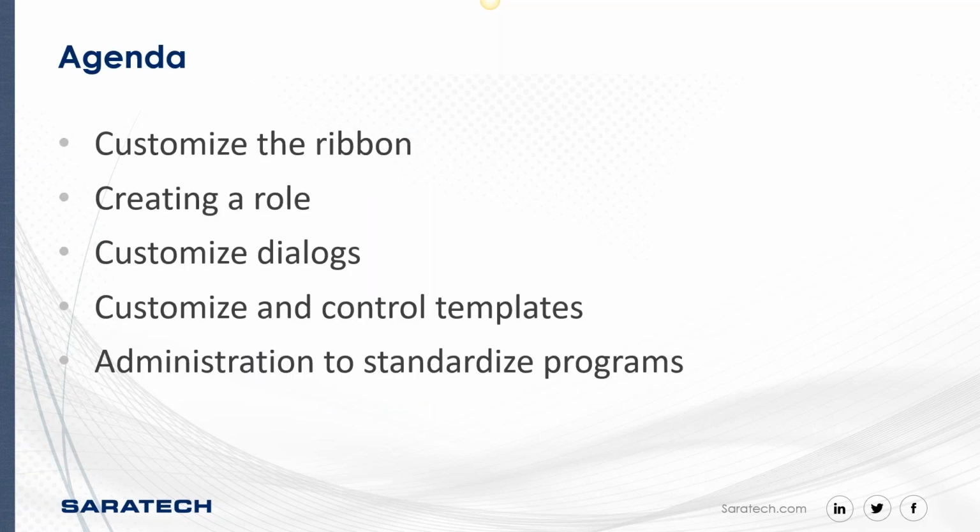Here's our agenda. We're first going to talk about customizing the ribbon, and then we're going to go through a couple demonstrations of how that takes place. And each one of these bullet points has a demonstration attached with it. Then we're going to create a role. Then we're going to customize dialogues, and then we're going to customize and control templates. And then I'm going to show you how to become an administrator to standardize your programs and processes.